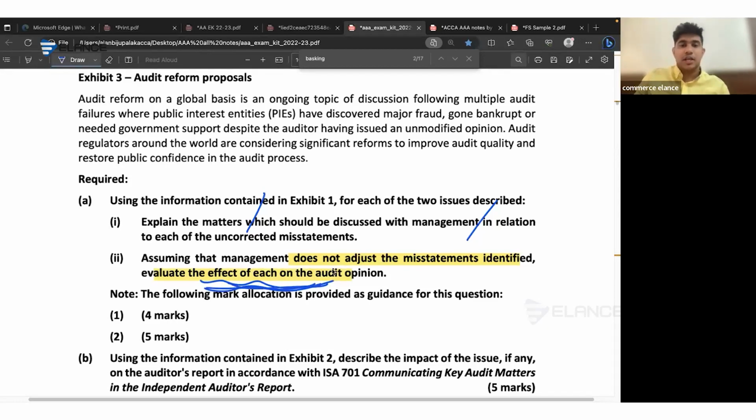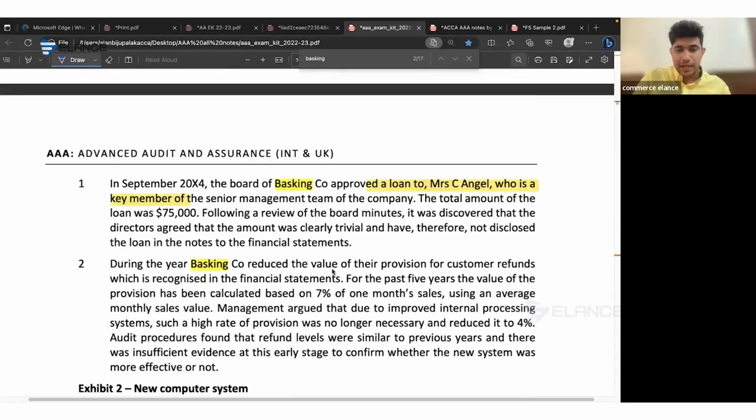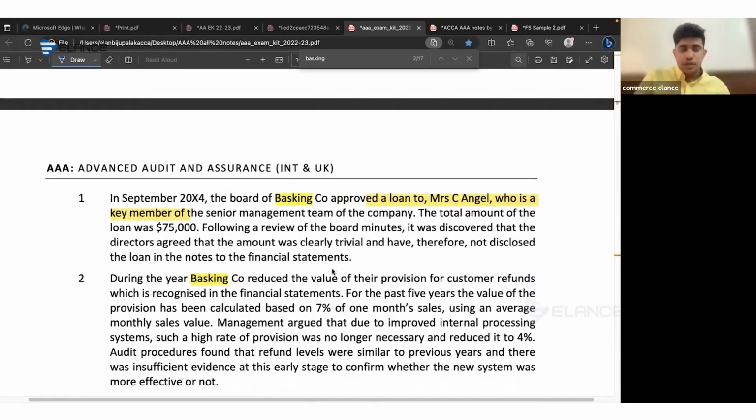So when we get a requirement like this, what you need to do is, first of all, you need to pick scenario number one. You have to give the heading related party transactions. Then you include the matters part first, then the discussion with the management part, then the impact over auditor's opinion.